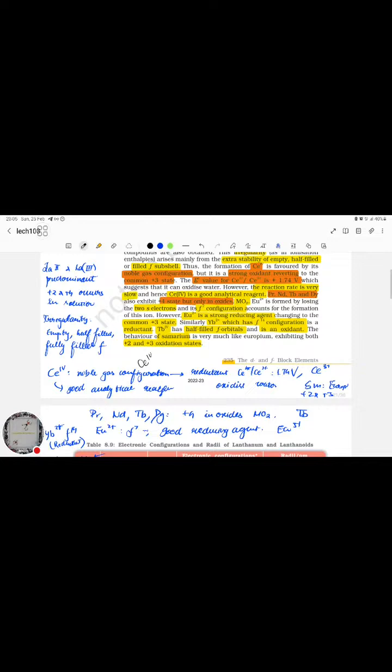However, europium 2 plus is a strong reducing agent, changing to its common +3 state, which means that it will be oxidized to form its common +3 state. Similarly, ytterbium 2 plus, which has the f14 configuration, is a reductant, which means that it is a reducing agent. That means it gets oxidized.